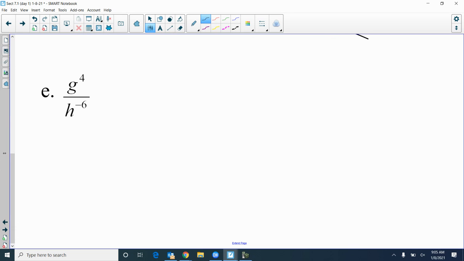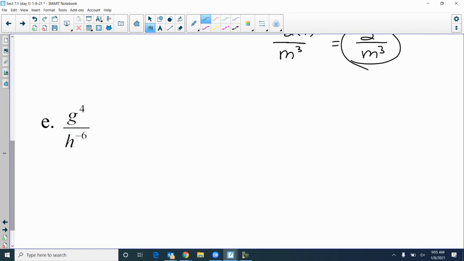All right, e is g to the 4th over h to the negative 6. No negative exponents in your answer. You only move negative exponents. Christiana, what do you think?